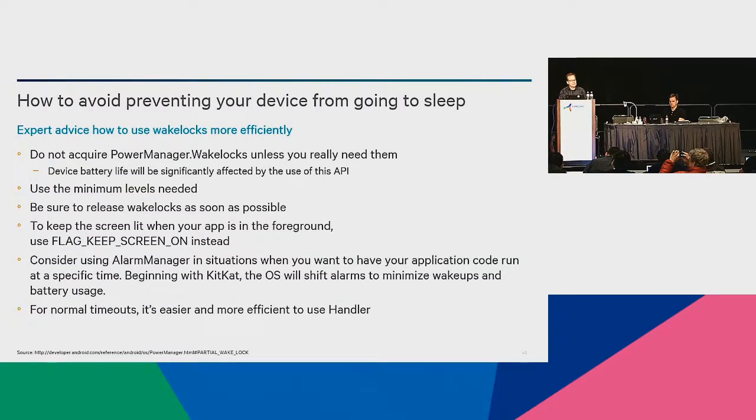There are some easy things you can do to basically avoid keeping the processor awake. Don't acquire wake locks unless you really need them. Use the minimum levels. Release them as soon as possible. If you need to light the screen, use the keep screen on flag. Consider using the alarm manager in situations where you want the application code to run at a specific time. One reason for that is beginning with KitKat, the OS will shift the alarms to minimize the wake-ups. And then, of course, for normal timeouts, it's more efficient to use Handler.